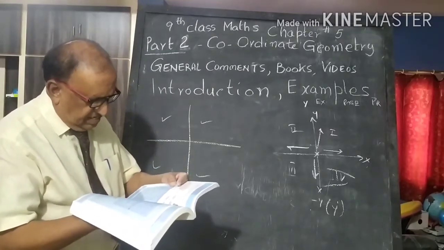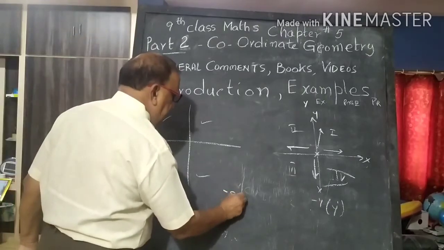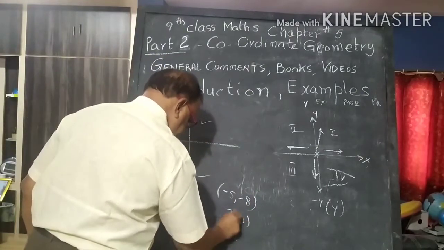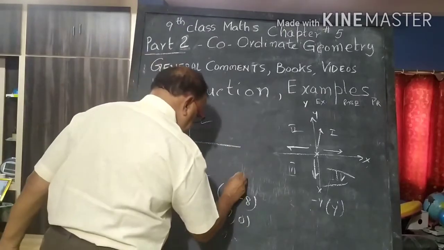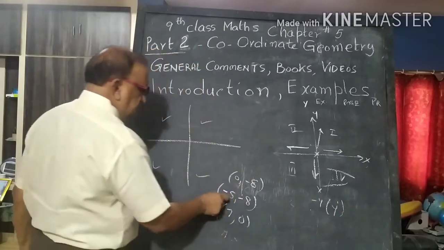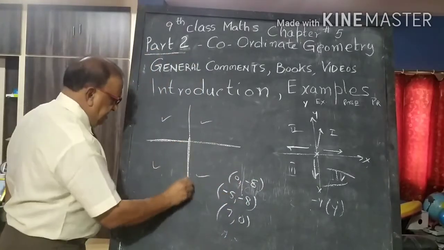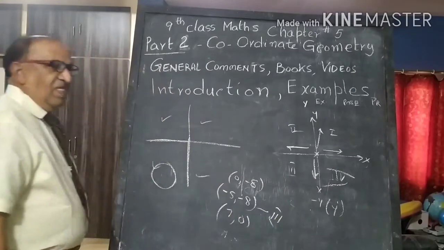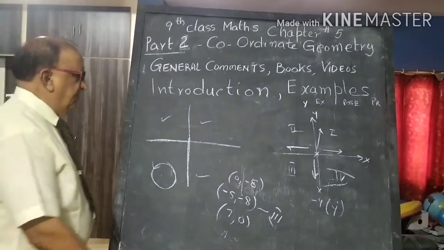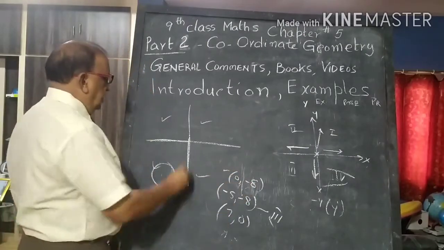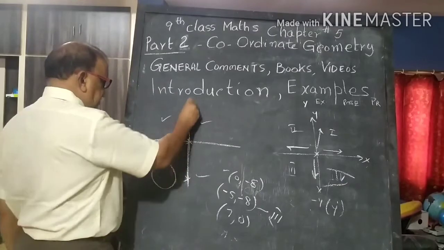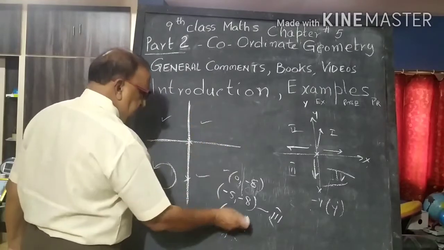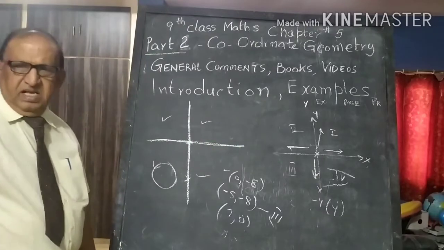For example, I will take (-5, -8). That is one point. And another one I will take (7, 0). Another one I will take (0, -8). Now, this one is (-5, -8). That means the point is here, somewhere in the third quadrant. It is not on either the x-axis or the y-axis. Now, if you take (0, -8), the x-coordinate is 0, and the point is here. That means the point is on the y-axis. Similarly, (7, 0): the y-coordinate is 0, that means it is on the x-axis. You got it? Okay.